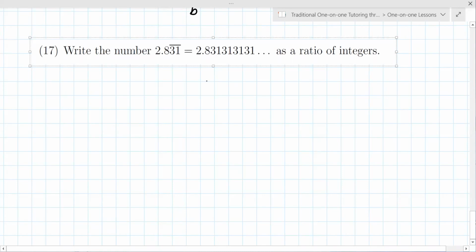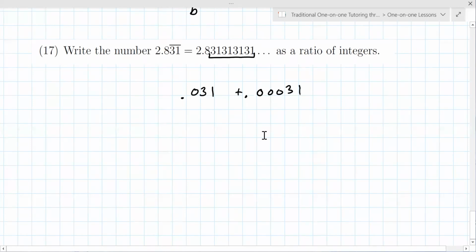So what you're supposed to see is that this part right here is point, well, let me add a moment to this. So it's point 0, 3, 1. I think I remember we wrote it as 2 plus 8 over 10. That's right. Yeah, that's 3 over 100. Well, so the repeating part is what you have to write as a series.